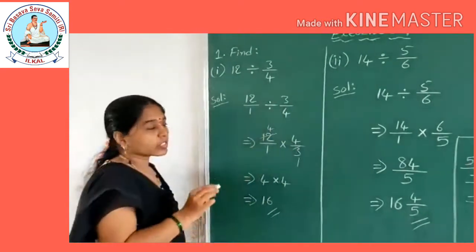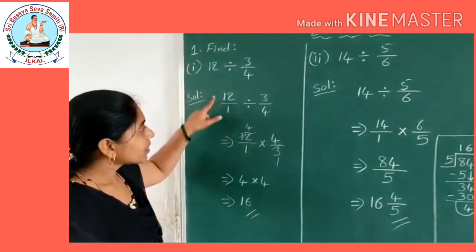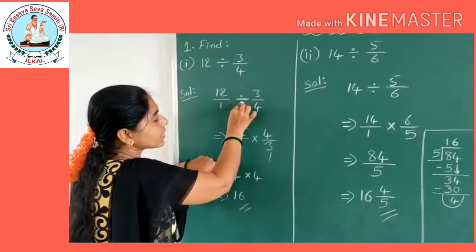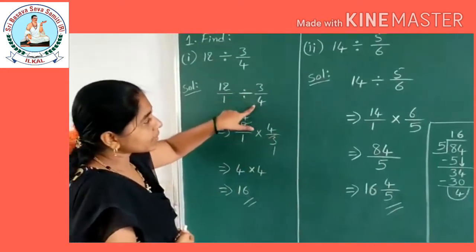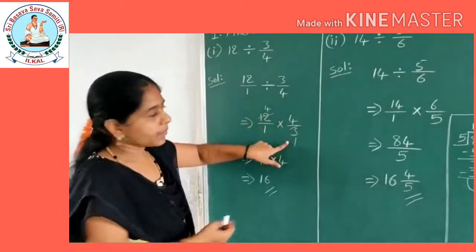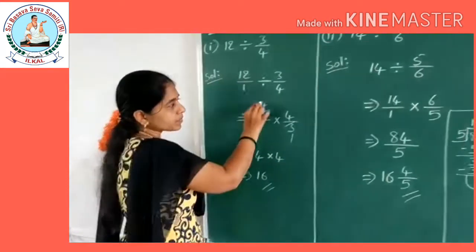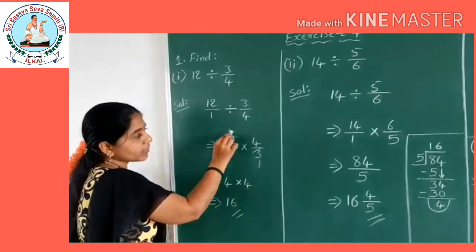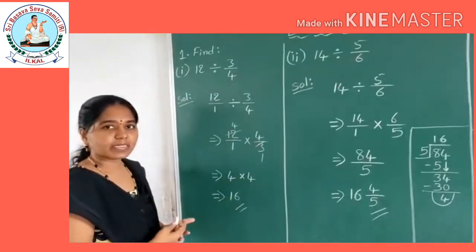First question, carefully observe, then it will be easy for you to solve the remaining problems. 12 by 1. This division symbol is converted to into. Why? Because I am going to do the reciprocal of this 3 by 4. Reciprocal of 3 by 4 is 4 divided by 3. 3 ones are 3, 3 fours are 12. Strike out. 4 fours are 16, children. 1 ones are 1. 16 divided by 1 is equal to 16.